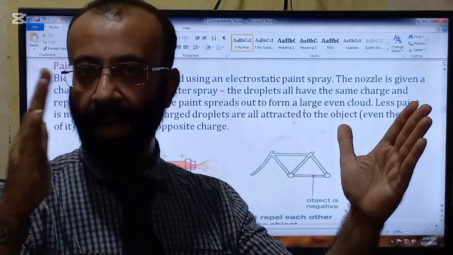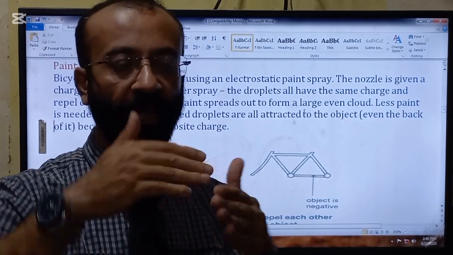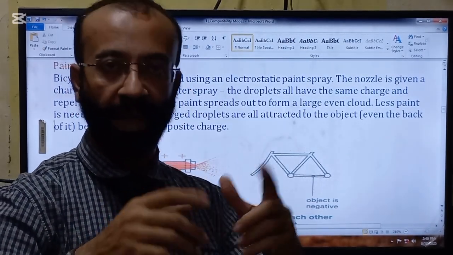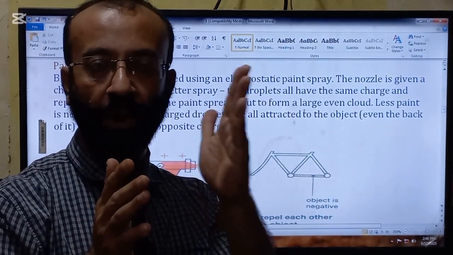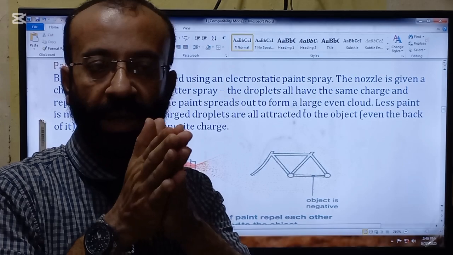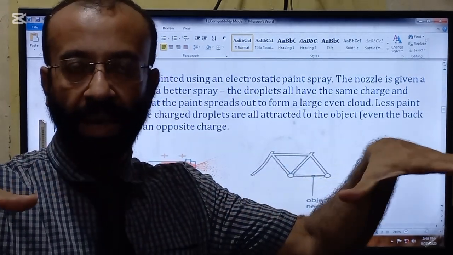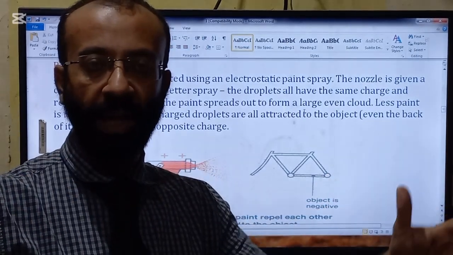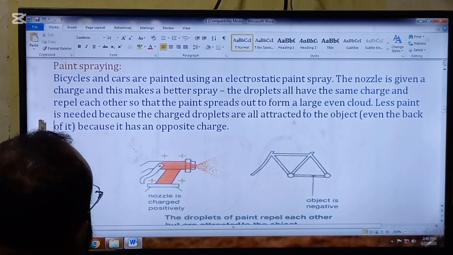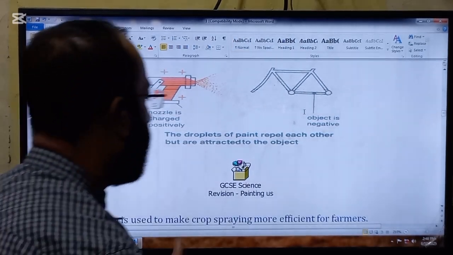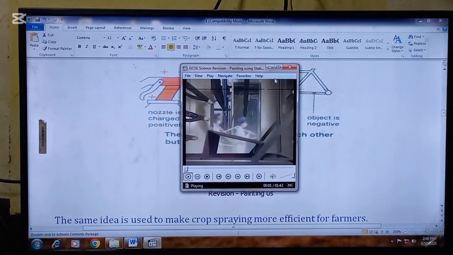Because the object and paint are oppositely charged, they attract each other, even to the back of the object as well. So in this technique, because the object and paint attract each other and paint droplets repel each other to make an even layer on the object, less paint is used. So this is the technique which is used in paint spraying. And here is a video for you to understand this technique.